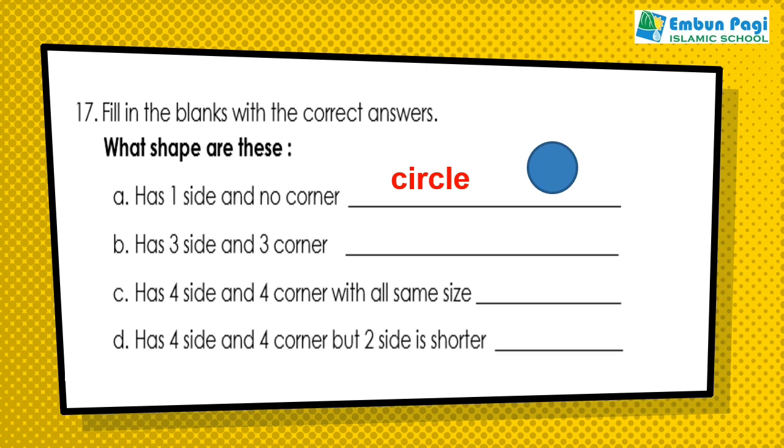Great, triangle. Point C. The shape that has 4 sides and 4 corners with the same size. Right, square. Point D. The shape that has 4 sides and 4 corners, but 2 sides are shorter. What is that? Excellent work, it's rectangle.